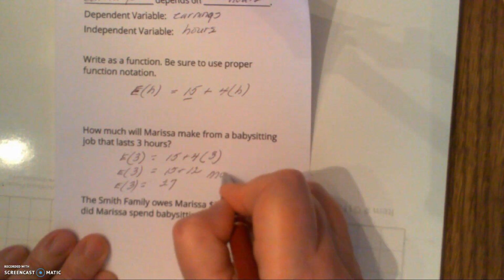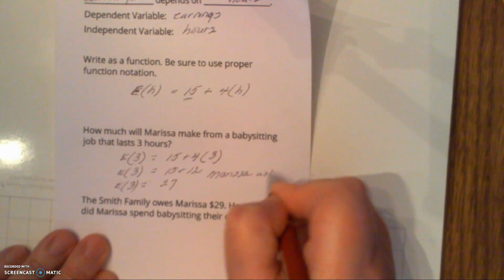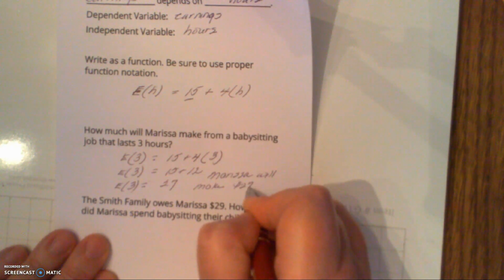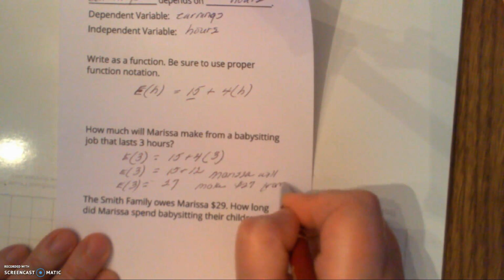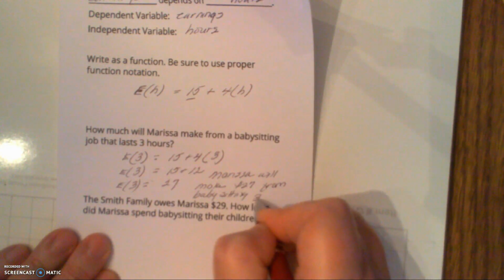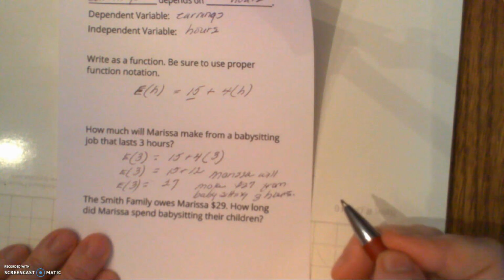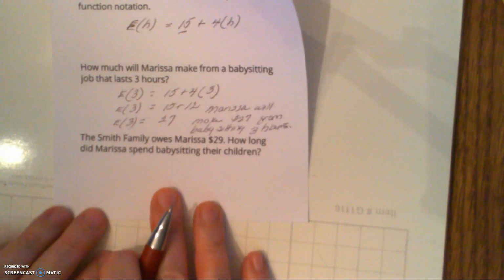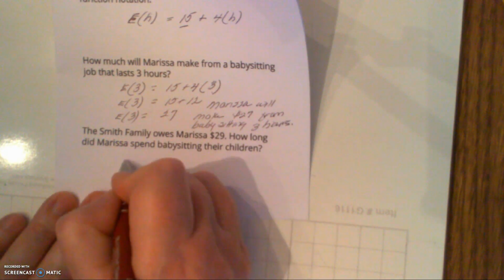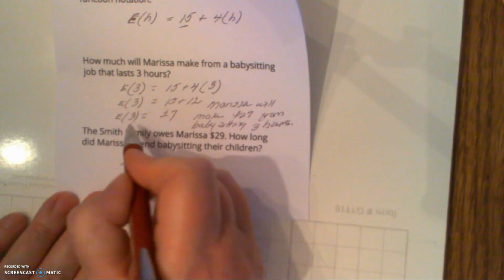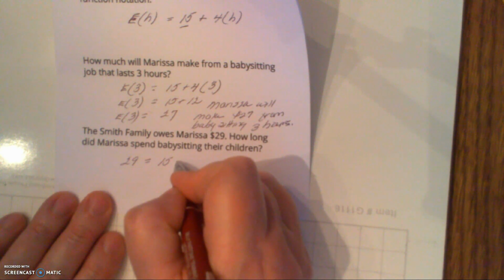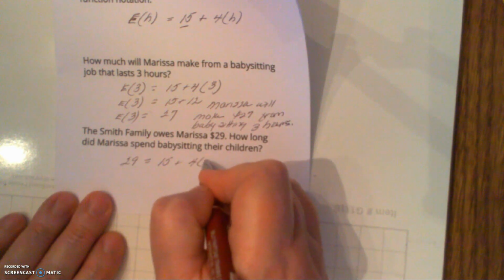So Marissa will make $27 from babysitting 3 hours. Okay? Then the last question we have is, it says the Smith family owes Marissa $29. So she made $29. So that's the first part. We know her flat fee is $15 plus $4 per hour.